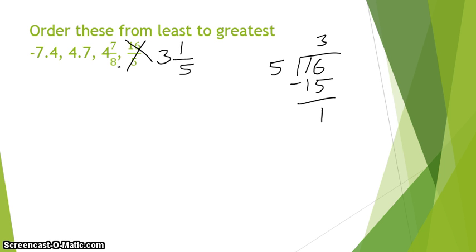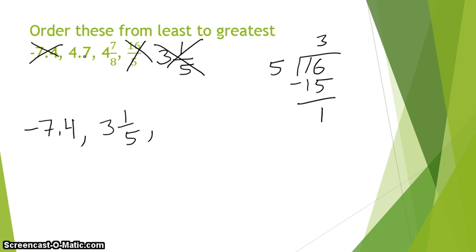The next thing I need to do is just take a look at these. Do I have a negative number? Yes, I do. There's only one negative number, which will make it the smallest number. That's negative 7.4. So that's my first number. Then I need to find my smallest positive number. So I have a 4 and some change, 4 and some change, and 3 and some change. So this is going to be my next smallest number. So 3 and 1/5. And I'm done with that.